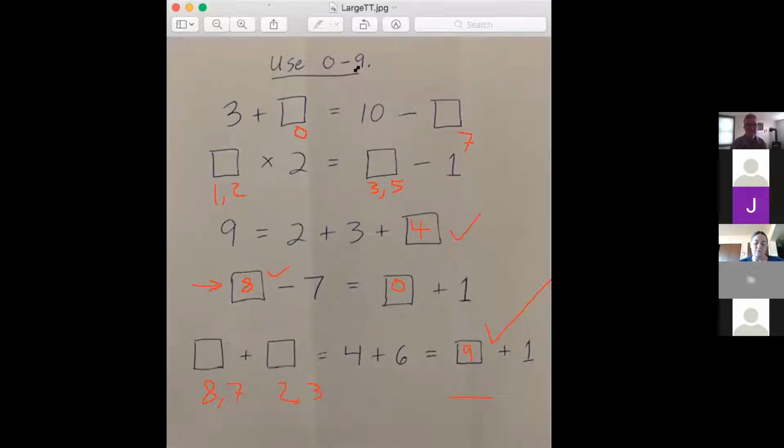So we use 3, 0, 1, 8. That leaves us with 1, 2, 5, and 6. Let's see. 3, 5.